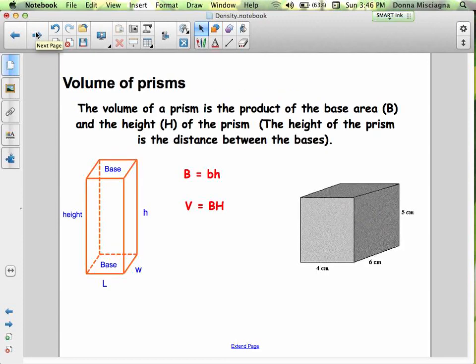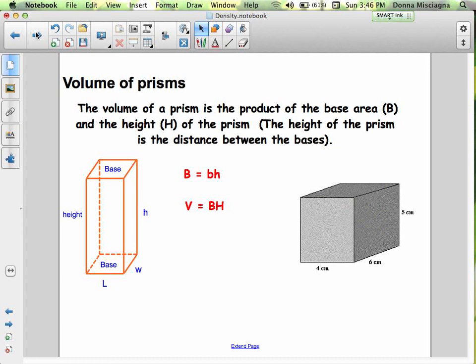Volume of prisms. The volume of a prism is the product of the base area and the height of the prism. The height of the prism is the distance between the bases. With a rectangular prism, you can pick any side you want to be the base. Prisms have sides that have to be rectangles, and in a rectangular prism all of the sides are rectangles, so it doesn't matter which one you choose as base. But then height is going to be determined by what the base is. The height, therefore, is the distance between whatever side you determine is the base and the opposite base.